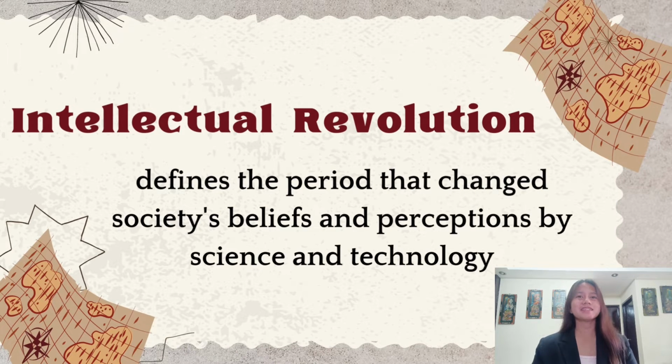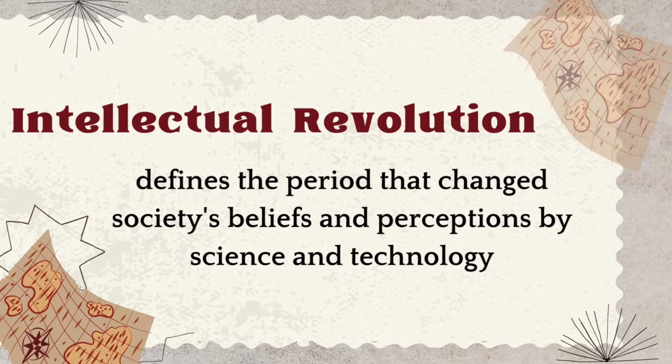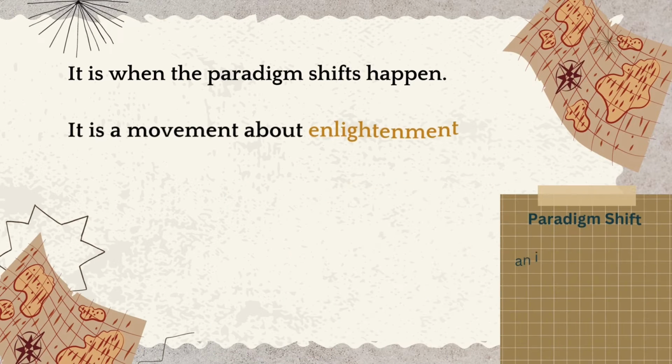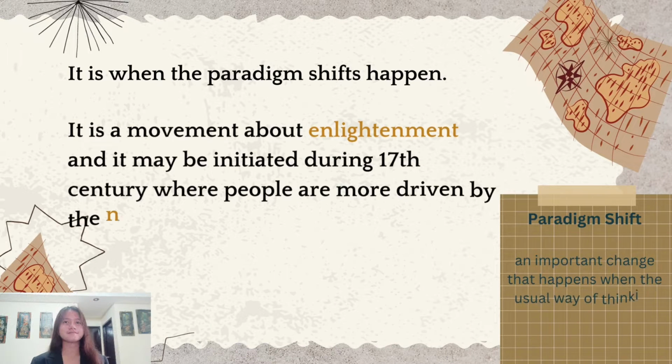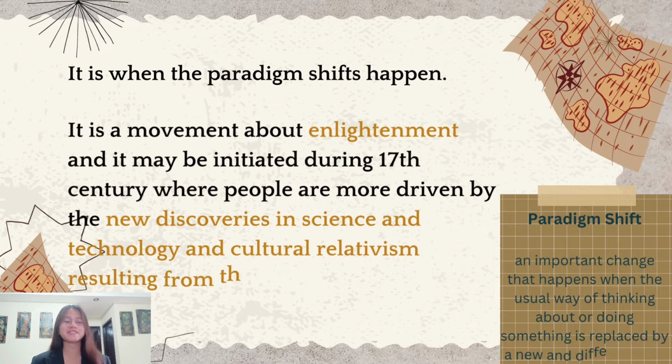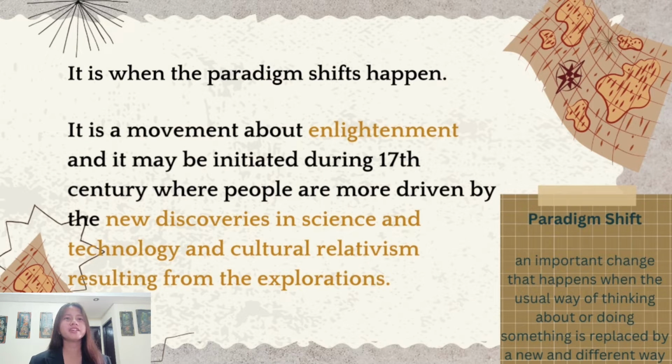Now, what is intellectual revolution? Intellectual revolution defines the period that changed society's beliefs and perceptions by science and technology. It is when the paradigm shifts happen. It is a movement about enlightenment, and it may be initiated during the 17th century, where people are more driven by the new discoveries in science and technology and cultural relativism resulting from the explorations.